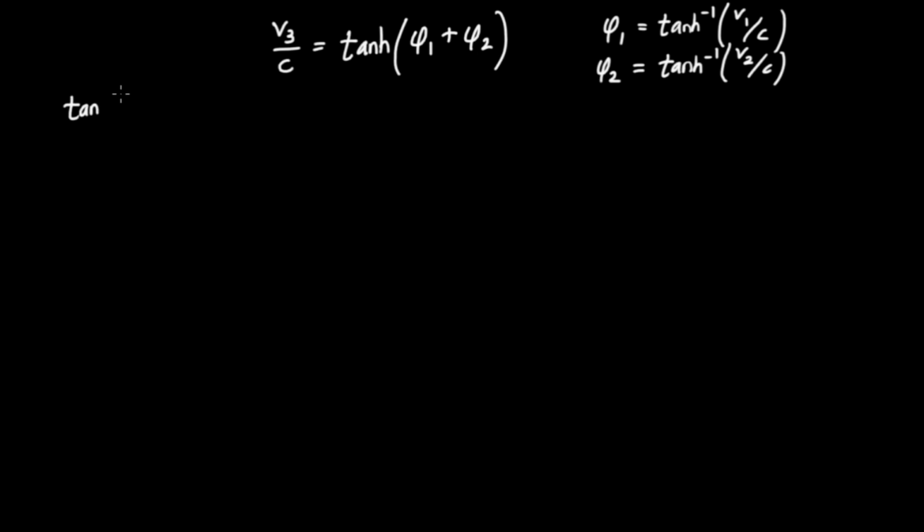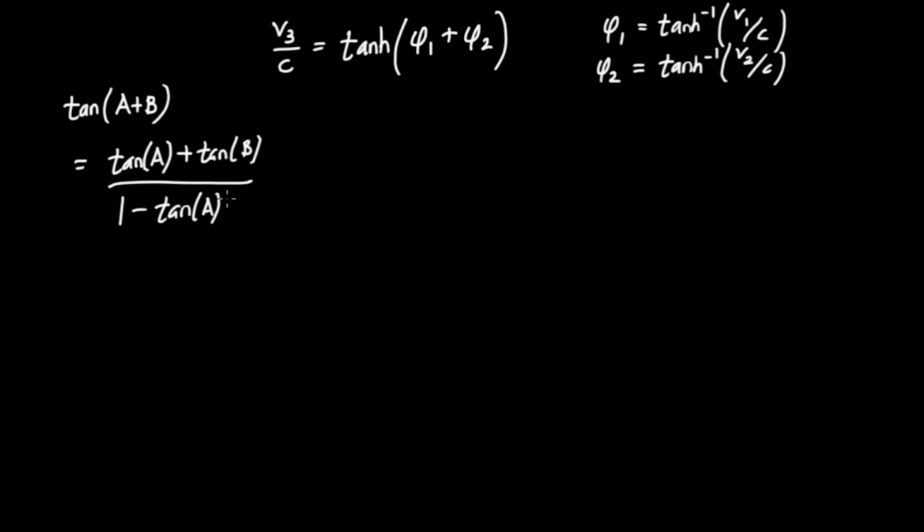If I have just plain old tangent of, let's say, a plus b, this can be broken apart like this. The numerator is going to be tangent of a plus tangent of b, and the denominator is going to be 1 minus the product, tangent a times tangent b. Now the formula for hyperbolic tangent is exactly the same, except this minus sign becomes a plus sign. So that's another quite remarkable thing about these hyperbolic trig functions, that they're quite similar to the normal trig functions in many ways.